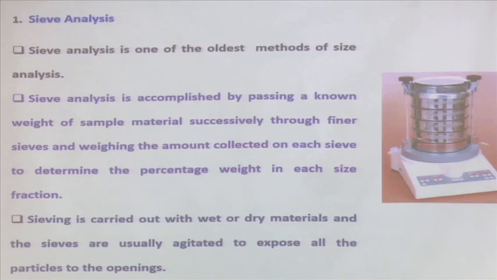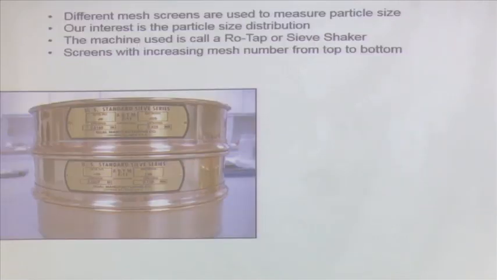So, it can be carried out with wet or dry materials, and the sieves are usually agitated to expose all the particles to the openings. Okay. So, different mesh screens are used to measure particle size. What is the mesh? MESH. It is the number of openings per linear inch. Many people say it is per square inch. No, it is per linear inch. Okay, I'll come back to that.